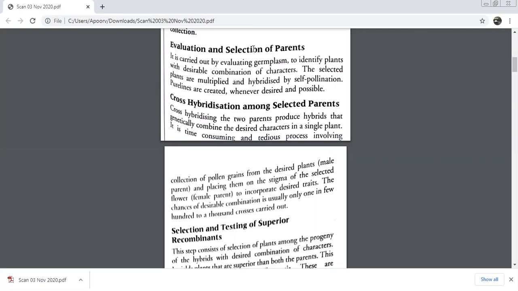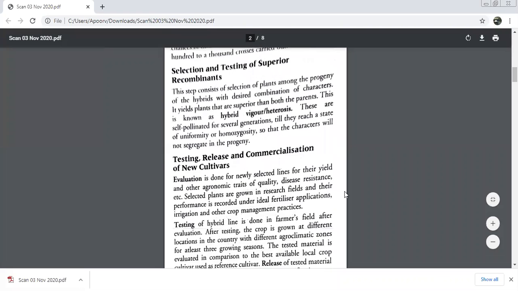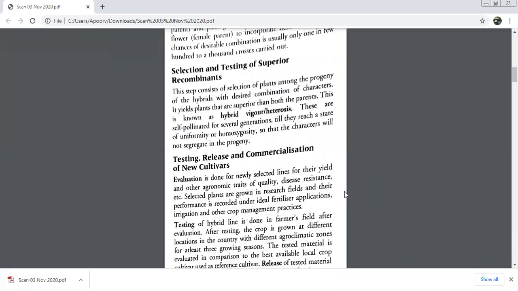We have to select and test the superior recombinants now. What you have got are the recombinants, because they have new characters combined in them, so we call them recombinants. So we need to select them now. This is how you're going to select them. Selection.